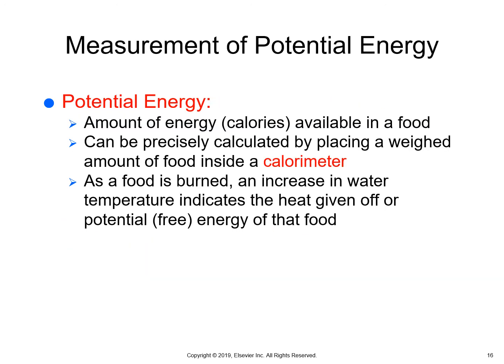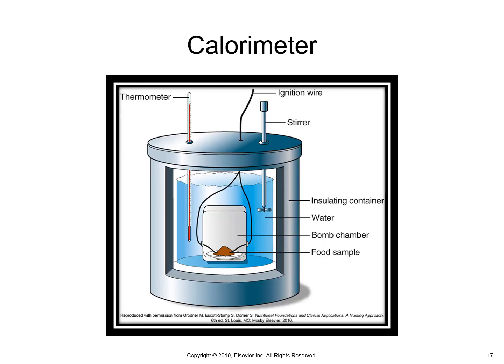The measurement of potential energy is the amount of energy or calories available in a food. In your book they show a calorimeter. They place a weighed amount of food inside of this little contraption, and as that food is burned, there's an increase in water temperature, which indicates the amount of heat that food gives off, which is its potential energy. So that's how they figure out calories in foods. And here is a picture of the calorimeter, I guess is how I would say that.